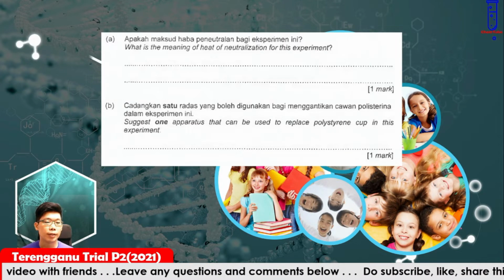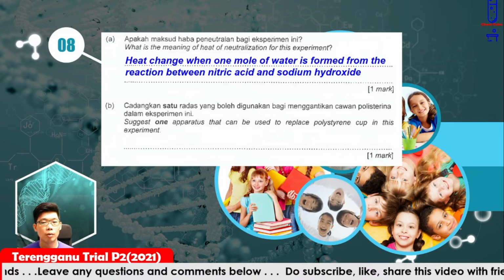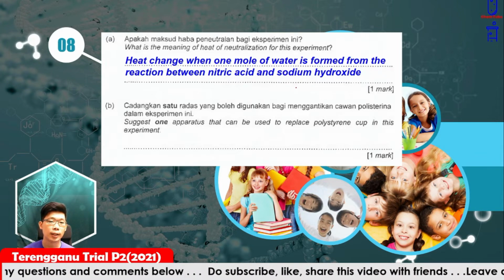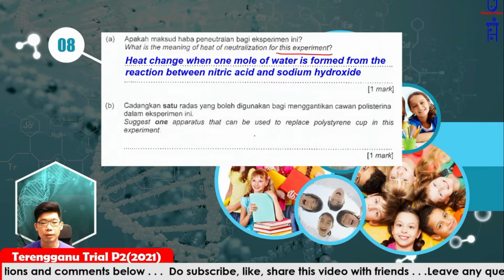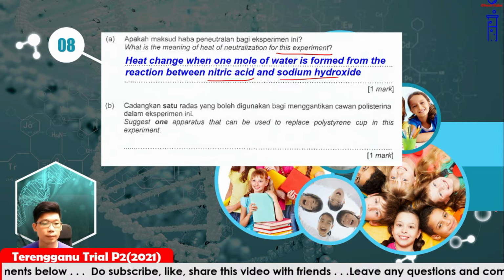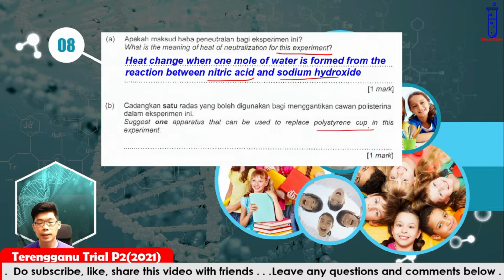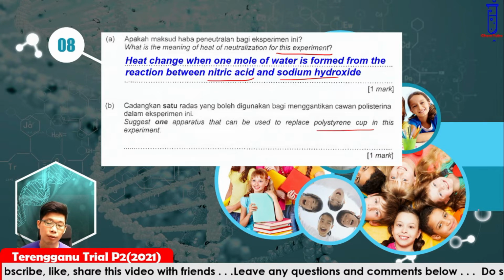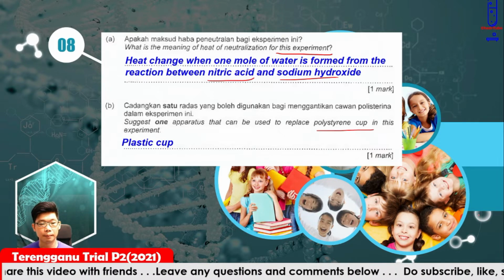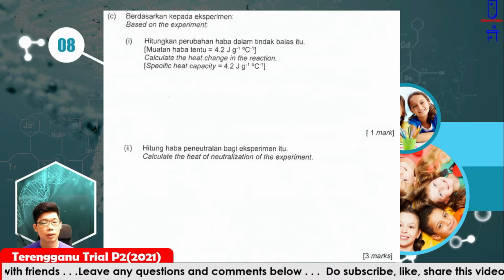Now, what is the meaning of heat of neutralization in this experiment? So it's the heat released when 1 mole of water is formed from the reaction between nitric acid and sodium hydroxide. Suggest one apparatus that can be used to replace the polystyrene cup. Actually, polystyrene cup is the best already, but if you don't have the polystyrene cup, you can use the plastic cup. Now based on the experiment, calculate the heat change in the reaction.